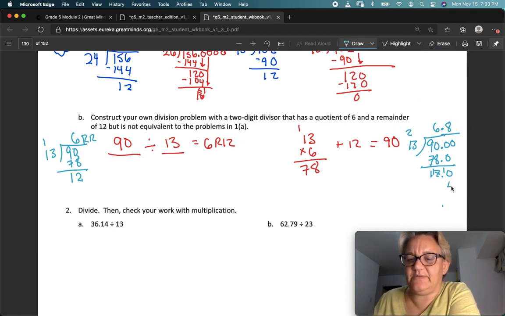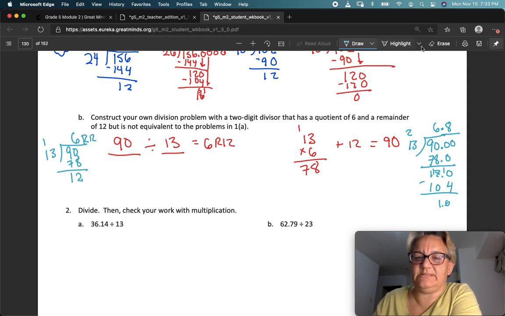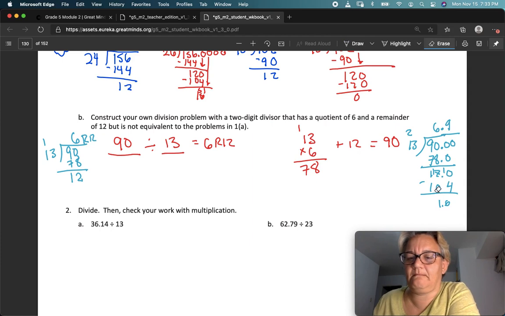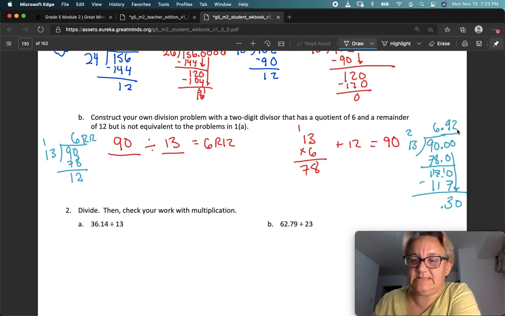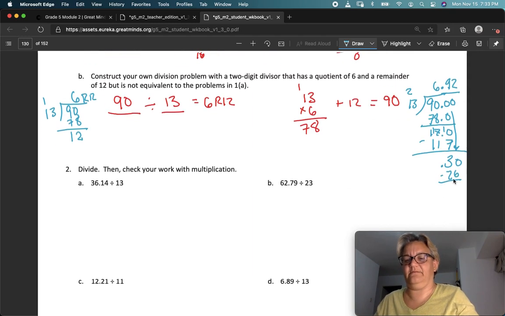Eight times 3 is 24. Carry the 2. 8, 9, 10. And that leaves me with 16. Still bigger than that. So let's do 9. Nine times 13 is 117. Carry the 2. 9, 10, 11, which leaves me with 3. If I bring down another 0, 13 goes into 30 twice. 2 times is 26. And then I have 4.